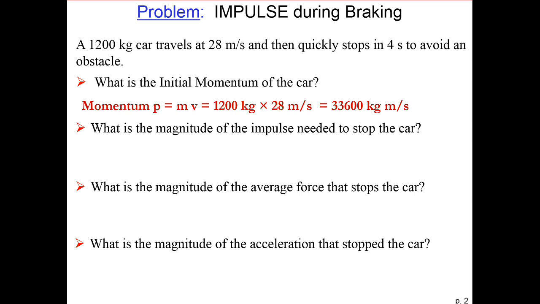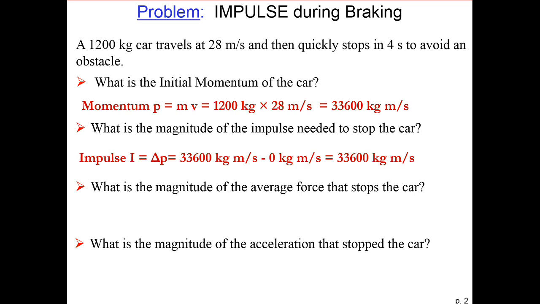The second question in the scaffold is, what is the magnitude of the impulse needed to stop the car? We start with the initial momentum that we just found, 33,600 kilogram meters per second, and we want the velocity to go to 0 where the car is completely stopped. That means we would like the momentum to go to 0, so the impulse needed to stop it is really just the 33,600 kilogram meters per second.